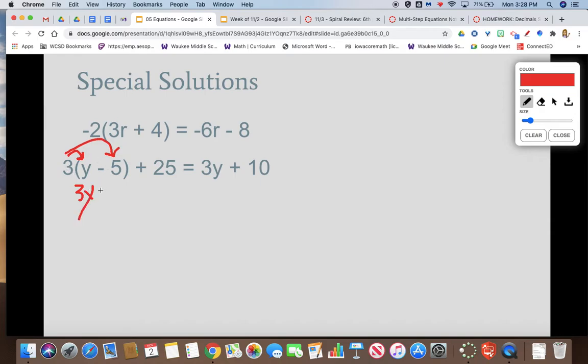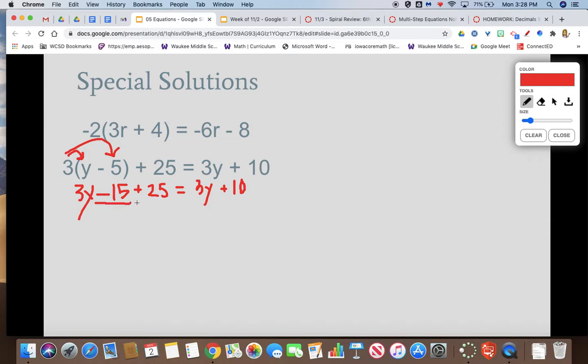3 times -5 is -15. I still have a plus 25 that was outside of the parentheses, so I bring that down. And I set it equal to all that was left on the right, 3y plus 10. I actually have some like terms on the left, so I'm just going to combine those together before I go any further with moving things side to side.